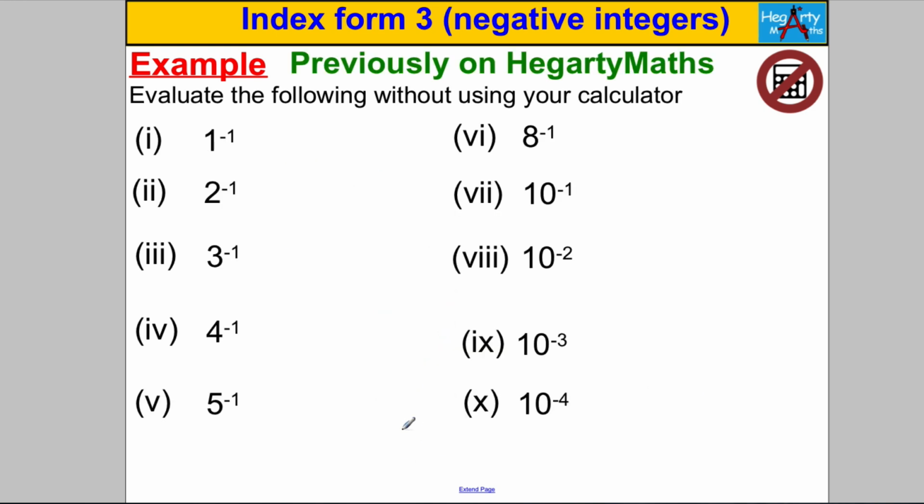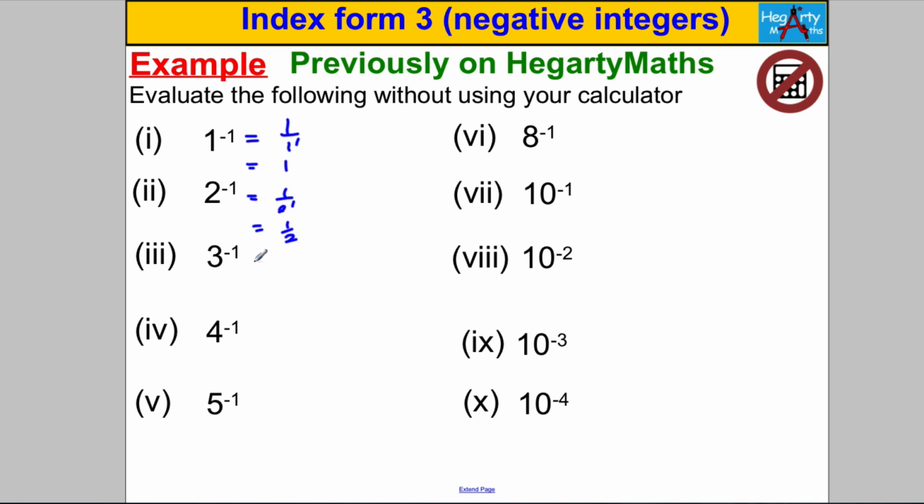And let's just finish off on this note here. This is going back to fractions again, so to practice our fractions, evaluate the following without using a calculator. Now, let's have a go. 1 to the negative 1 means 1 over 1 to the positive 1, and 1 over 1 is 1. 2 to the negative 1 means 1 over 2 to the 1, which is 1/2.